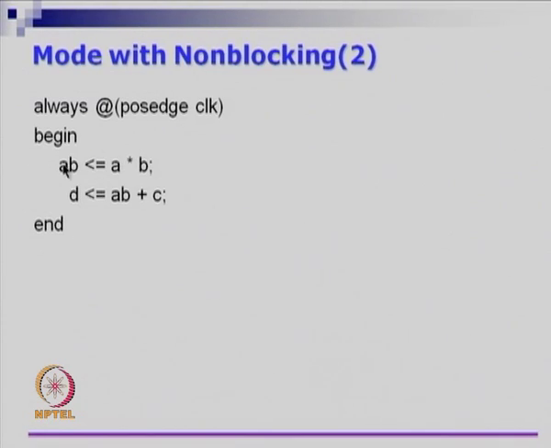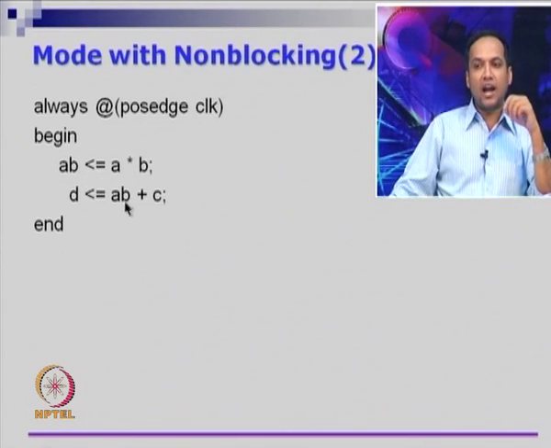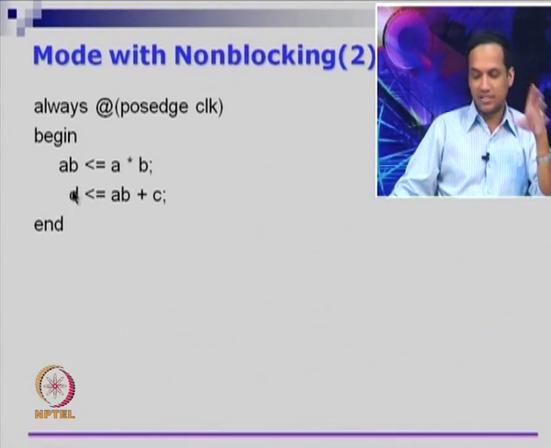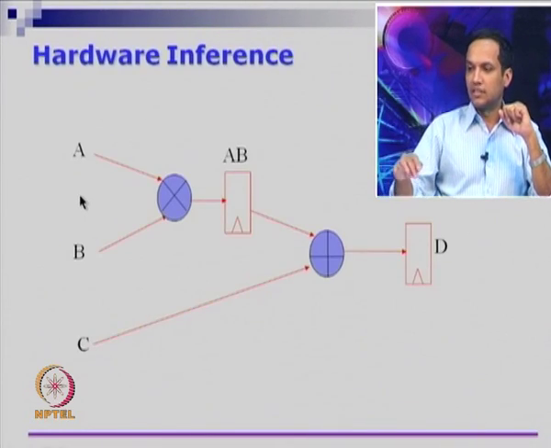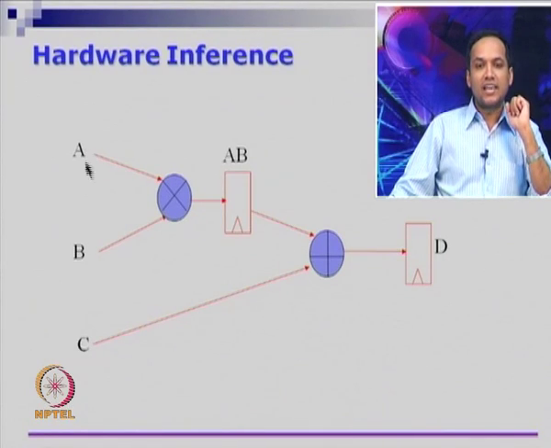So, if you notice, AB and D are on the left side and both of them are in passage of clock, which means AB will be registered, which means the result of the multiplication will get registered and the result of the addition will also get registered. So, now go and think about what will be the overall circuit. Once you are done with that, come back to this. This would be the hardware: A and B would be multiplied and that would be stored in a register AB, and C would be added to the registered value of AB and that would give D.